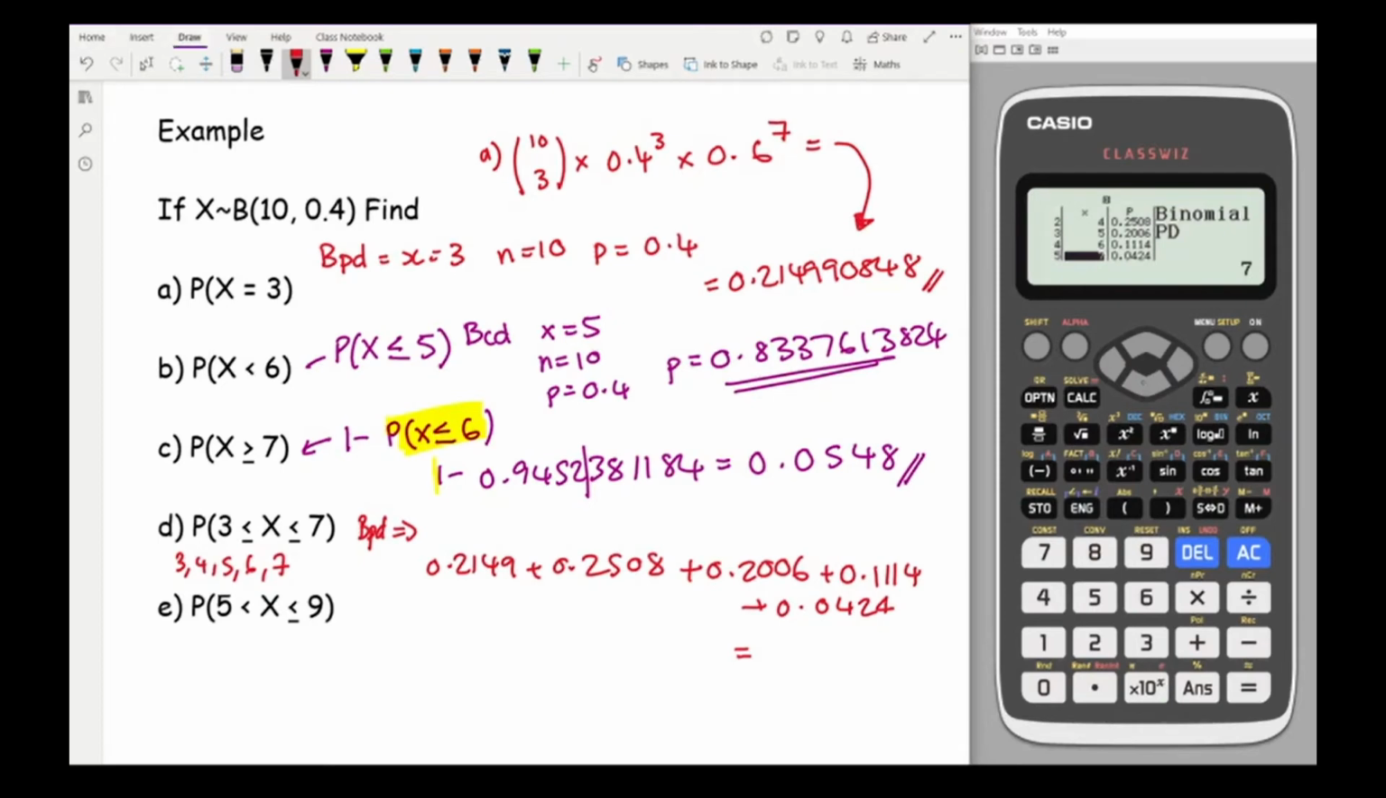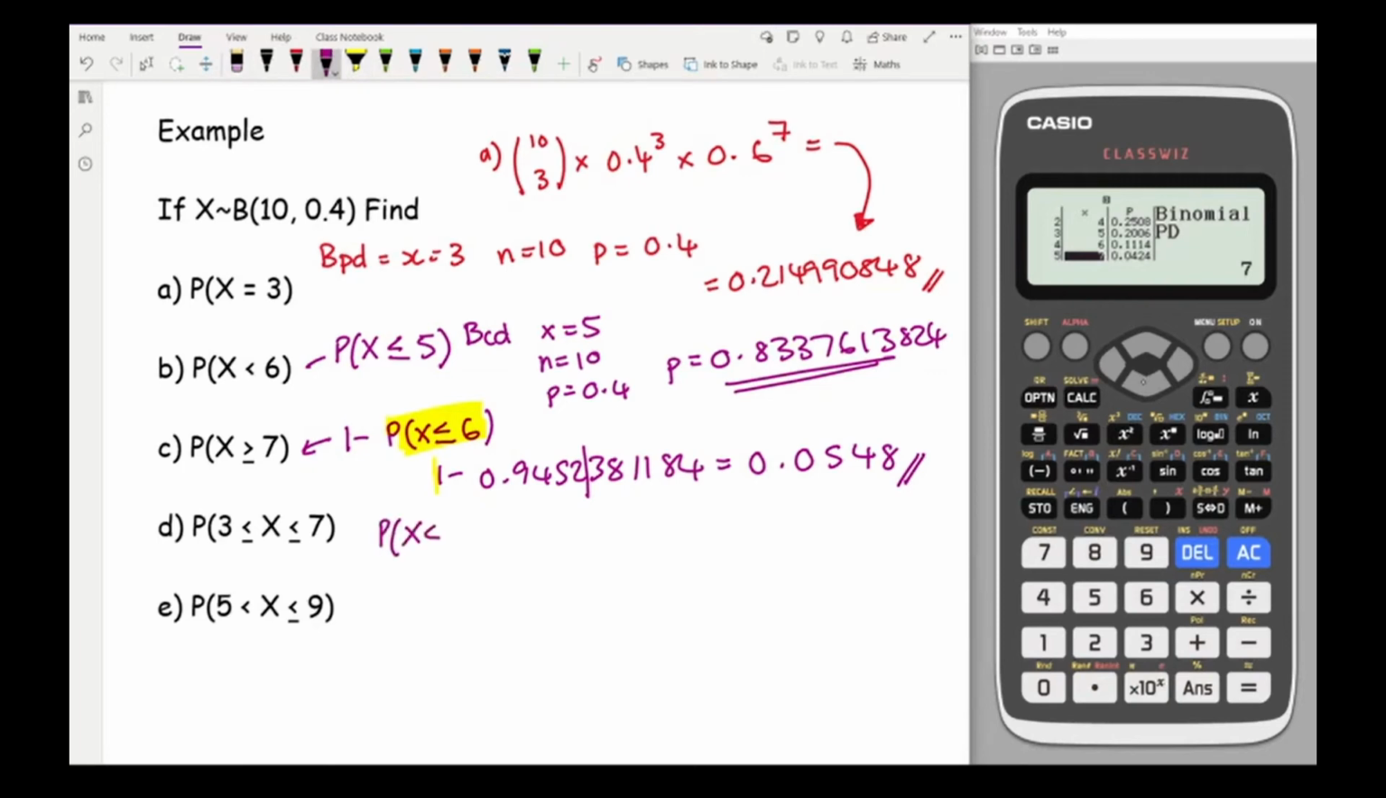Now another alternative I could do to work this particular question out is again look at what I want to do. Again, there is another video on how you can manipulate certain questions to work out what it is. So another way of getting the same answer would be the probability of x is less than or equal to 7, because that includes all the numbers from 0, 1, 2, 3, 4, 5, 6, 7, and I'm going to minus that from x is less or equal to 2. So it's going to take away the numbers 0, 1 and 2.